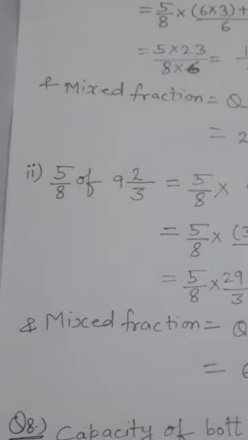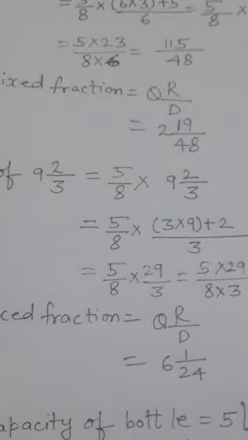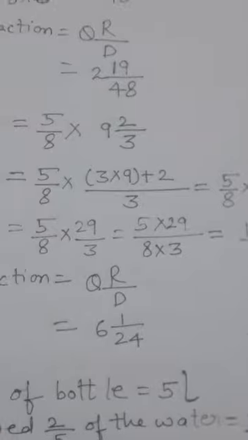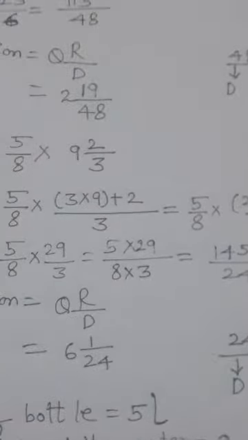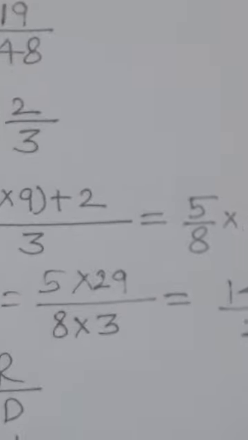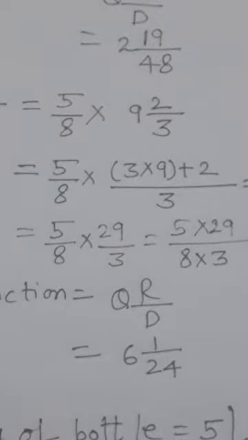In the second part we have to find out 5 by 8 of 9 2 by 3. 9 2 by 3 is a mixed fraction, we have to convert it into a simple fraction. In place of "of" we have to put the sign of multiplication. So 5 by 8 multiplied by 9 2 by 3: the denominator 3 will be multiplied by the whole number 9, and 2 will be added to the product of 3 and 9, upon 3. Now see here, this 5 by 8 will remain as such. Then 3 9s are 27 plus 2 upon 3. 27 plus 2 is 29 by 3. 5 by 8 multiplied by 29 by 3.